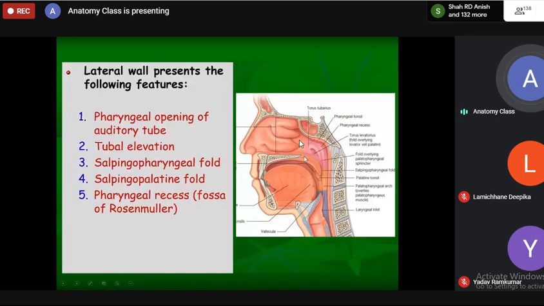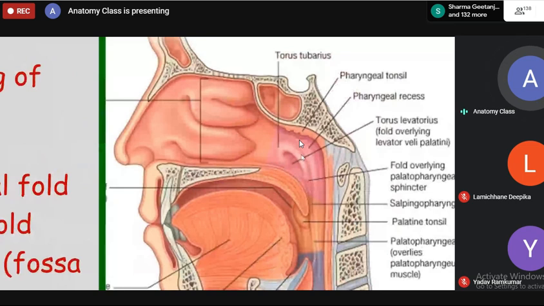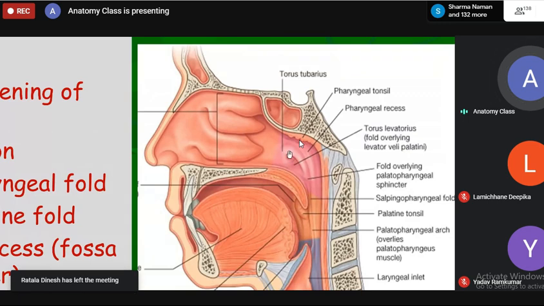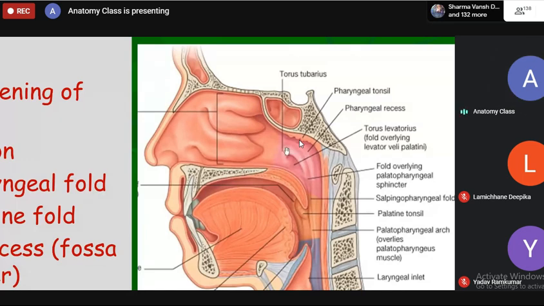When you see the lateral wall, you can see the pharyngeal opening of the auditory tube. This is a triangular gap. Now, superiorly and posteriorly, the opening is guarded by an elevation. This is known as the tubal elevation. How is the tubal elevation formed? Beneath this we have the collection of lymphoid tissue, known as the tubal tonsil, and the tubal tonsil is covered by the mucous membrane, which forms the tubal elevation.